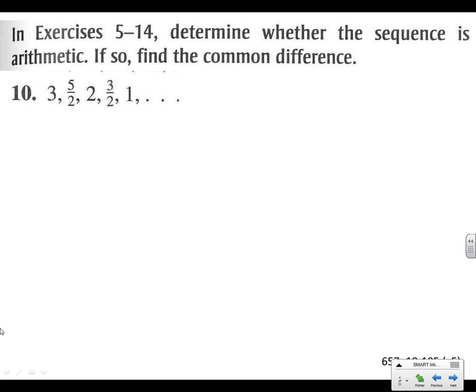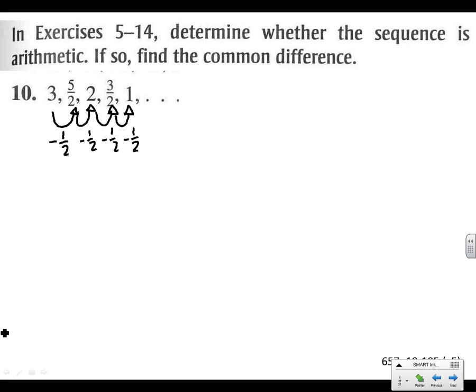All right, let's go over the even problems for the 9-2 homework. Problem 10, determine whether the sequence is arithmetic. So to do that, we're going to look at how much we change going from the first number to the second number, -1/2. How much do we change going from the second to the third number, -1/2, and so on and so forth. Each change here is consistent. It stays the same.